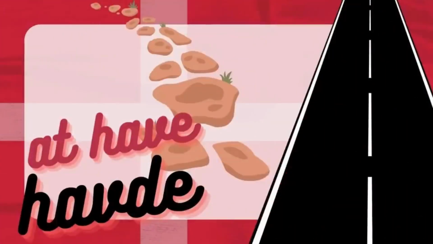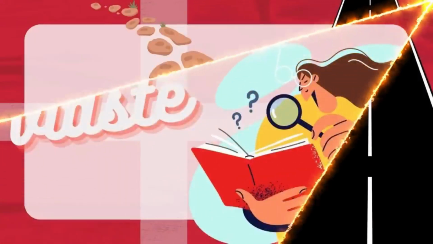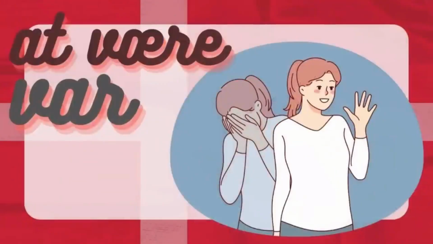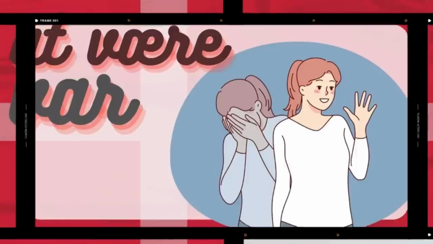Next we have at have, to have, havde, had, in the past tense. At vide, to know. Vidste, in the past tense. Knew. Jeg vidste det. I knew it. And finally, at være, to be. Var, was. Jeg var, I was.